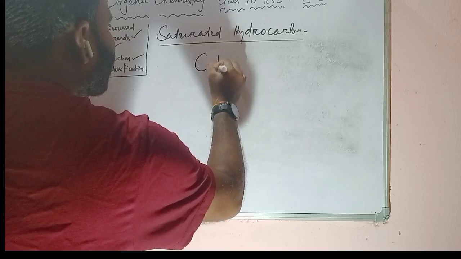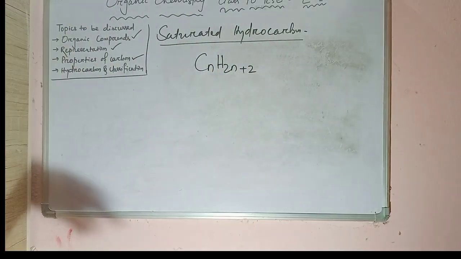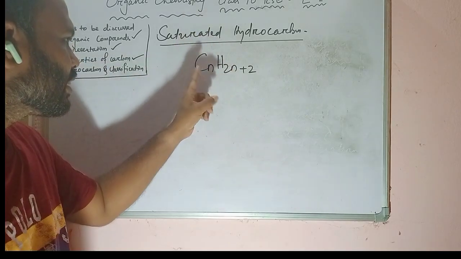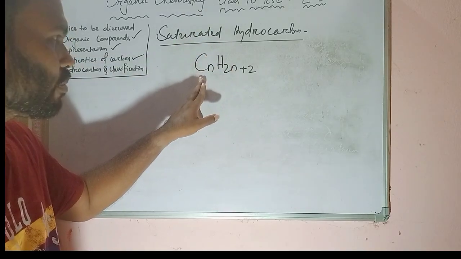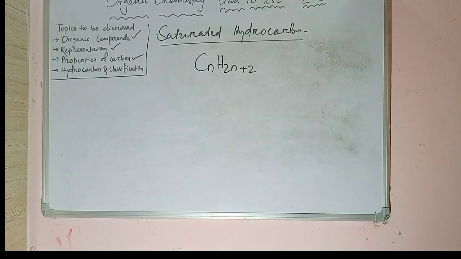To identify saturated hydrocarbons, there is a general formula, that is CnH2n+2. What does this n represent? The first n represents the number of carbon atoms, and the second n represents the number of hydrogen atoms.